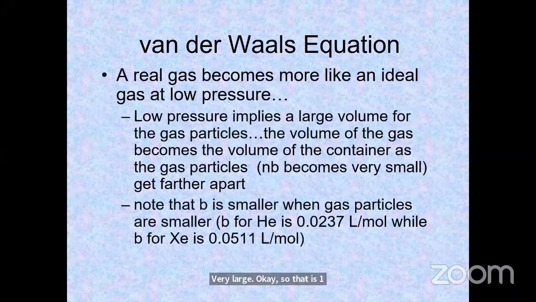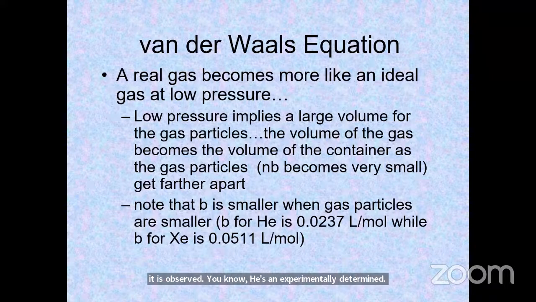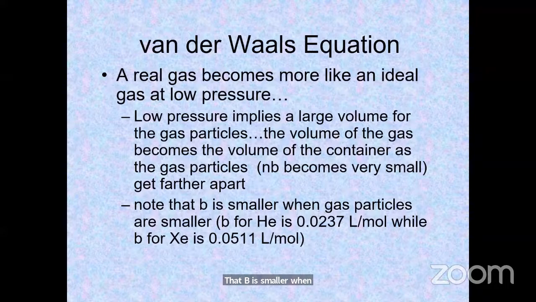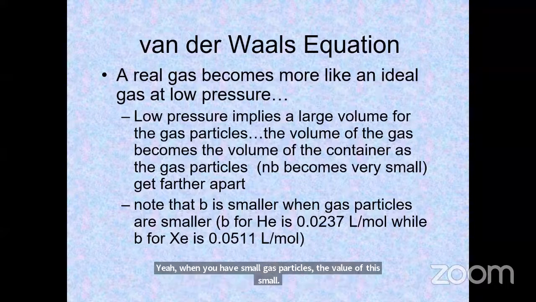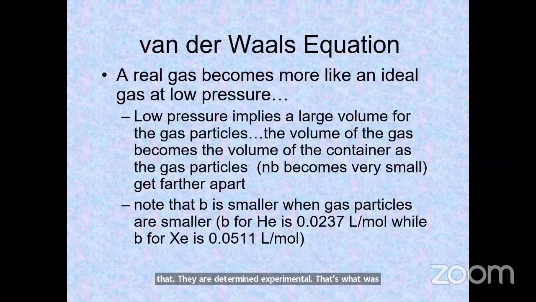Okay, so that is one condition. And then we said that b is experimentally determined. That b is smaller when gas particles are smaller. So when you have small gas particles, the value of b is small. When you have large particles, the value of b is larger. That is what was observed from the experimental values.